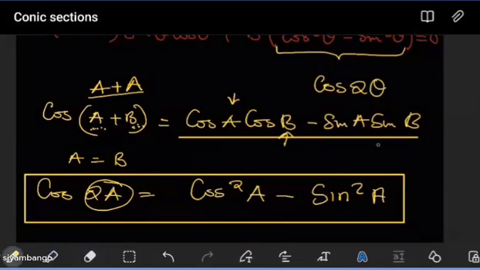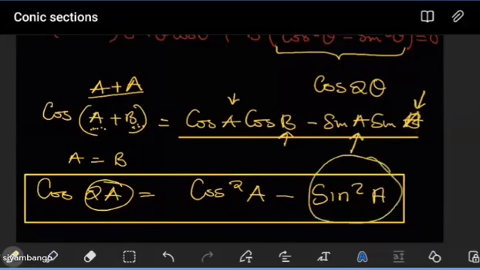So in the same way, since A here is the same as B, I can easily just write A where we have B there. It becomes sine A, sine A. So again, this reduces to just sine squared A. Have you seen that?